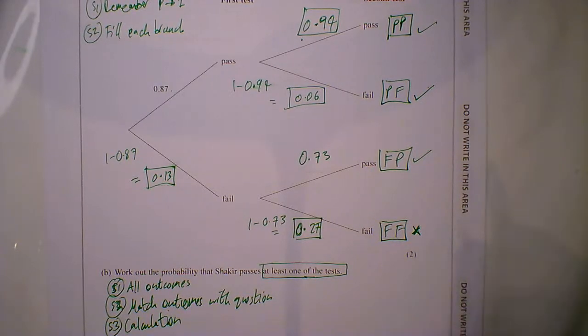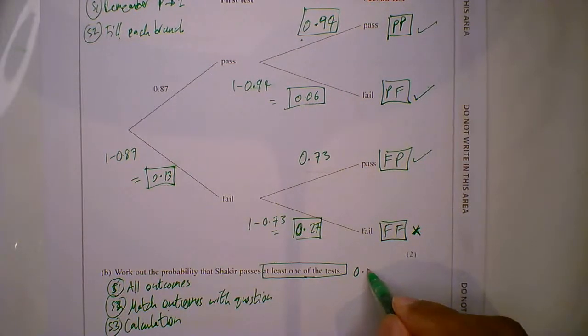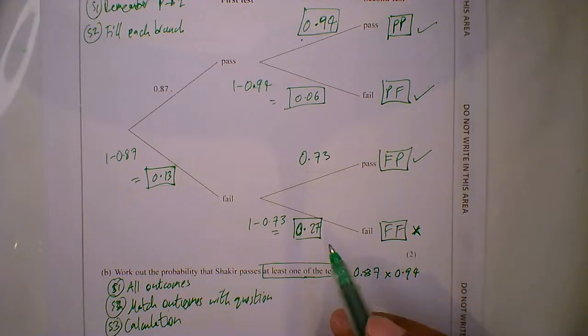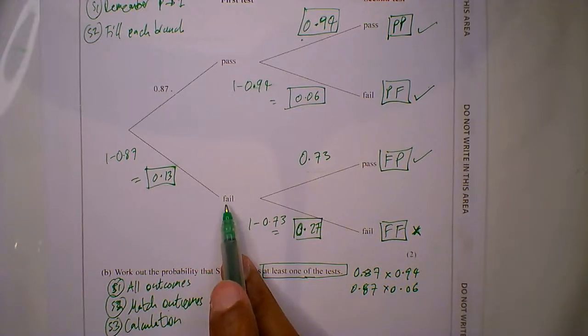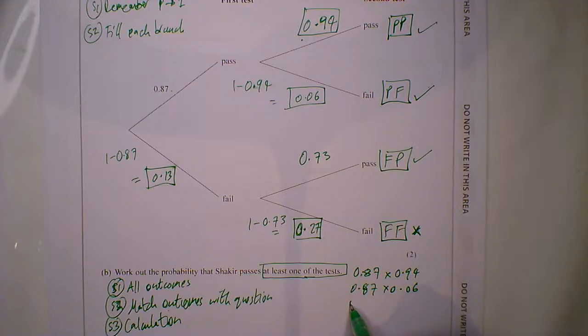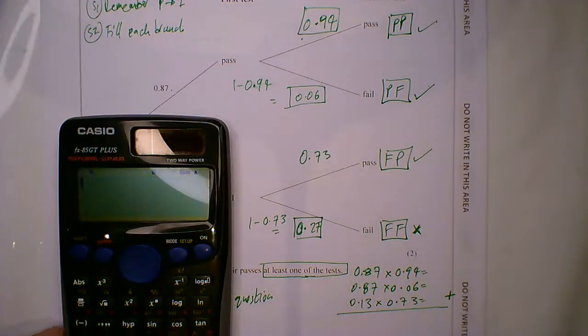So now in terms of my calculation, it's just going to be 0.87 times 0.94, 0.87 times 0.06, and then 0.13 times by 0.73. And then I add them all together. Okay, and we use our calculator for that. So nice to have that calculator.